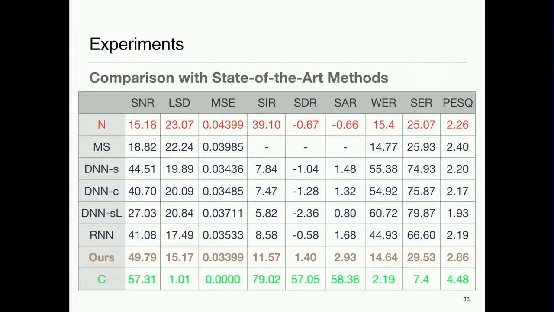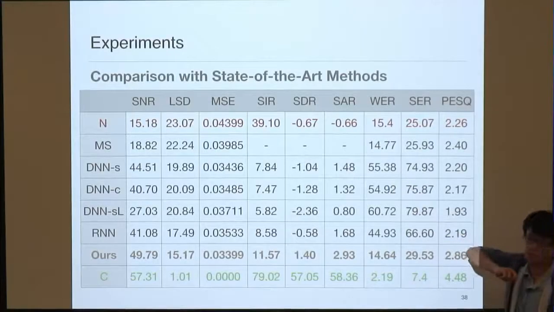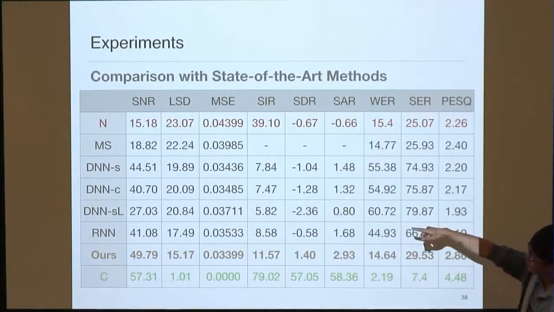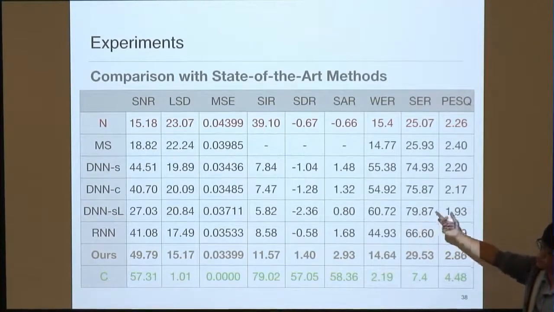So here's the result compared with all the previous state-of-the-art approaches I just described. The first one is the current tool we use in the product team. DNNS corresponds to DNN symmetric, DNNC corresponds to DNN causal. DNN SL is DNN symmetric but with log spectrogram. RNN is from Stanford. So we see that for all the metrics, we achieve the best.